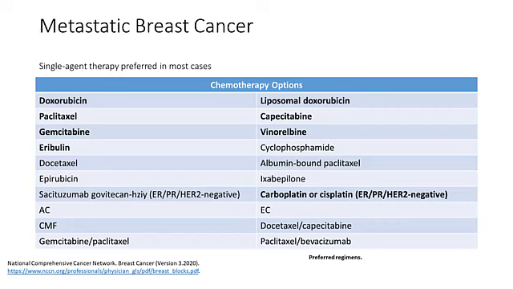And then lastly, we have other chemotherapy options for metastatic breast cancer. In this case, single agent therapy is preferred in most cases. In some cases, we may need to use combination chemotherapy to get a more rapid response, especially in a patient who may be symptomatic from their disease. And in that case, we may combine some of these agents in order to get that response. But in most cases, we do end up using single agent therapy.